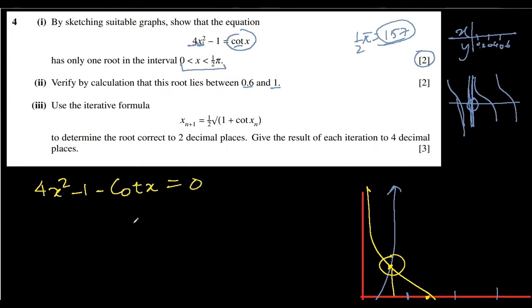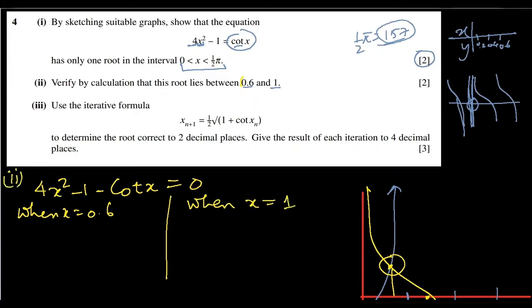Equal to 0, right? That's the equation. But what will we do? We will substitute 0.6 and 1 here. So when x is 0.6 and then when x is 1, this is the second part of the question.